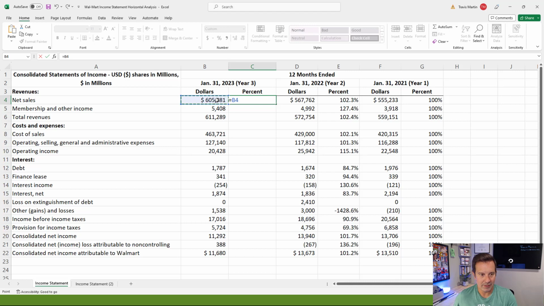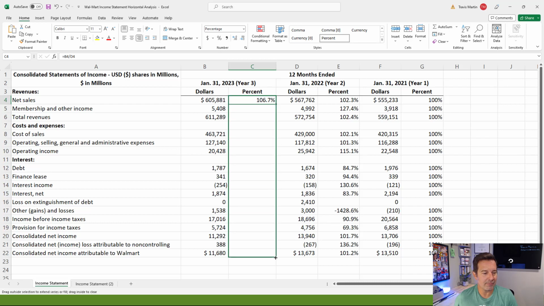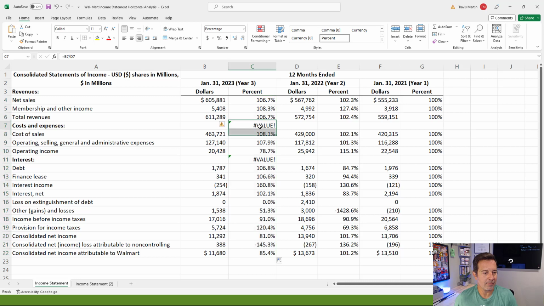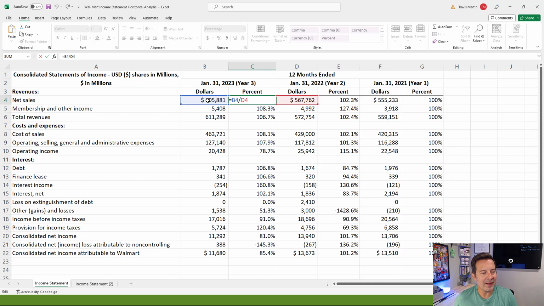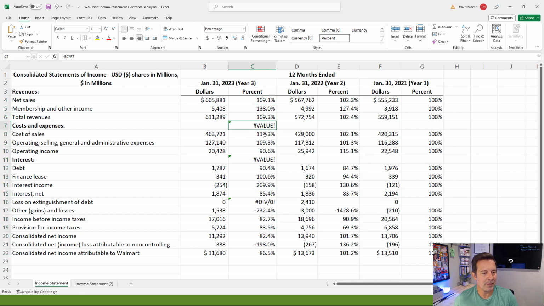Year 3 divided by year 2. We're going to turn that into a percent. And then we're just going to copy down through here. So again, you can see my math right there, B4 divided by D4, all that good stuff. Actually, let's take that by the base year. Keep consistency here. Take that by the base year, and then we'll go down. There we go.